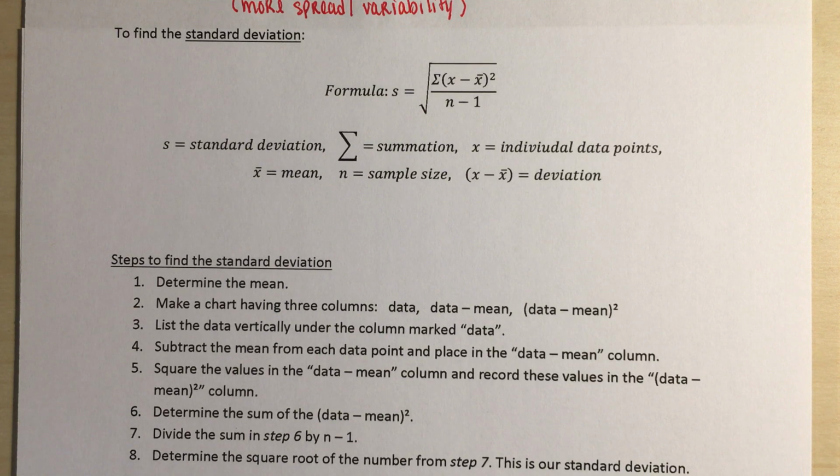Our x's are our individual data points that are in our set. Our x bar is our mean. N is our sample size, and then each individual subtraction, this x minus x bar, is what we refer to as a deviation, which is where the name standard deviation comes from.